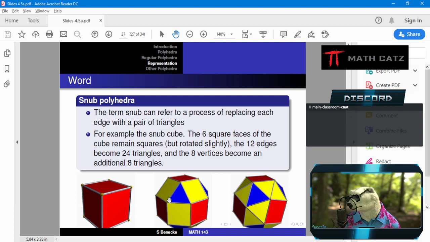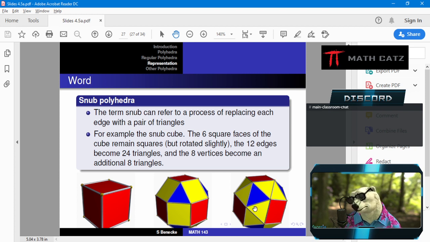Then if I fill in those gaps to create a solid shape, I have these yellow and blue squares and triangles as the gaps between them. Now that itself is a new polyhedron that we'll see again. Then I can go one further by rotating the sides by a little bit. And what that does is change the square yellow faces into two triangles. And I have this snub cube.